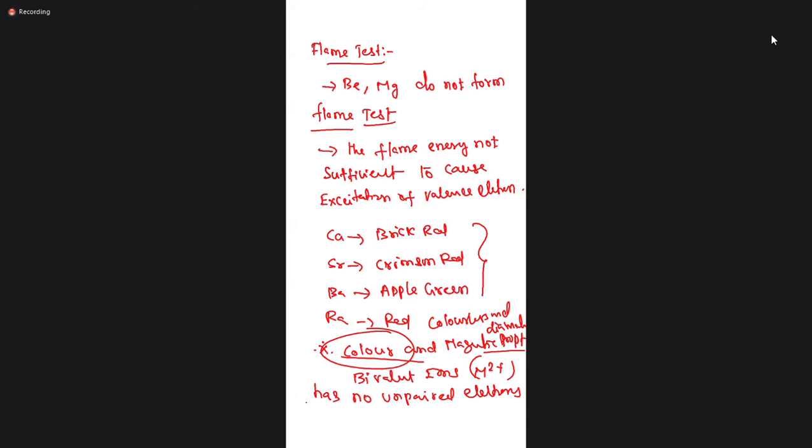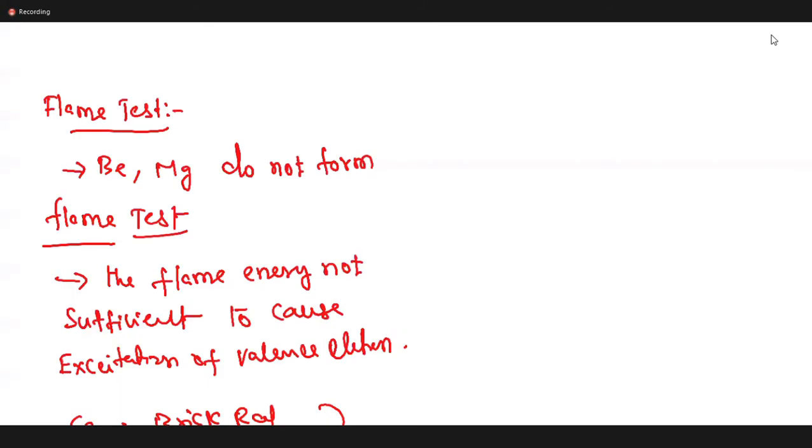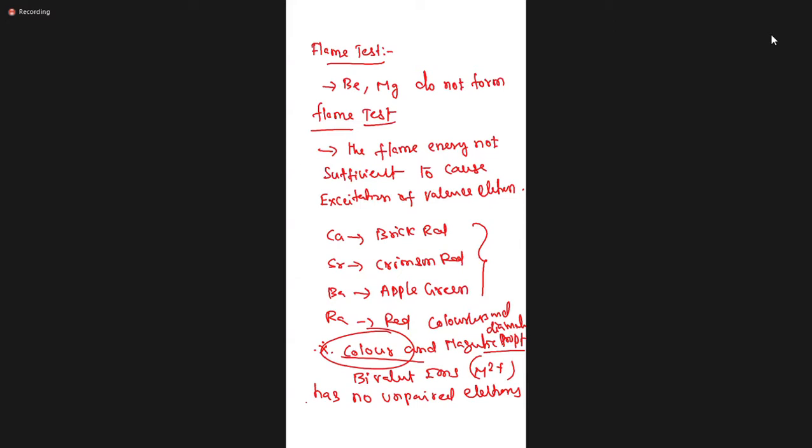Alkaline earth metals are good conductors of electricity and thermal conductivity. Alkaline earth metals are good conductors of electricity.